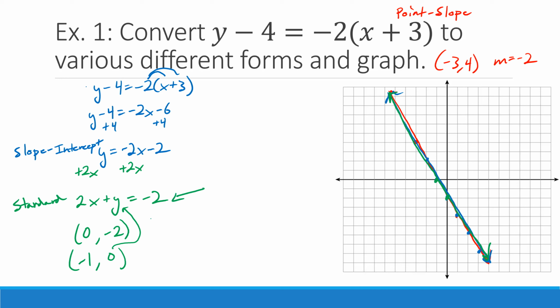Standard form is well set up to use intercepts method. And the key feature of it is having the x and the y on the same side. Slope-intercept form gives me the y-intercept and the slope. And its key feature is that it has y isolated. Point-slope form gives us a point and the slope.